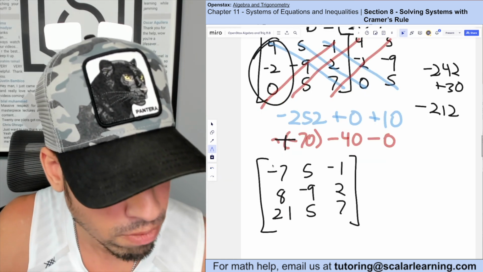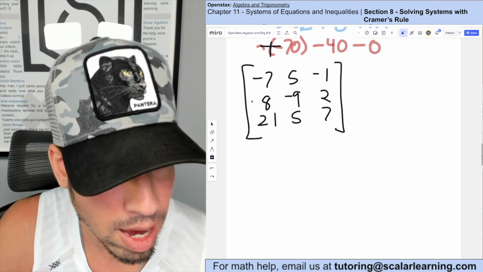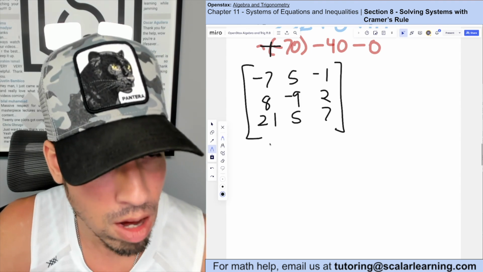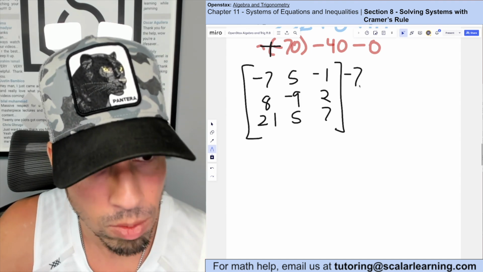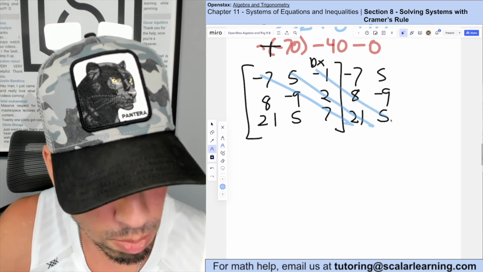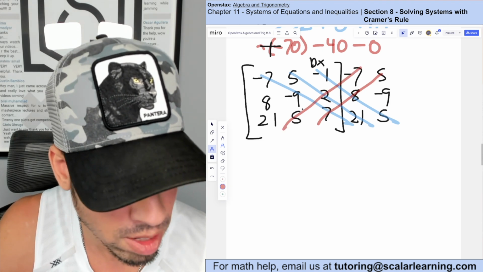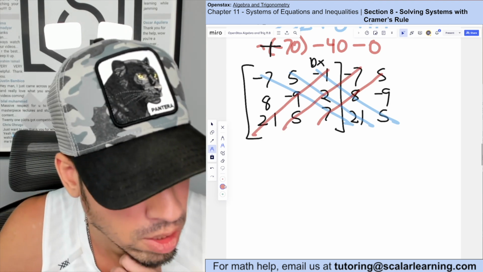Again, we replace that first column with those numbers. And now let's repeat column 1 and column 2 over here, and then we're going to calculate the determinant. So we do this product plus this product plus this product, and then we subtract that product and subtract that product and subtract that product. Okay, let's write it out.